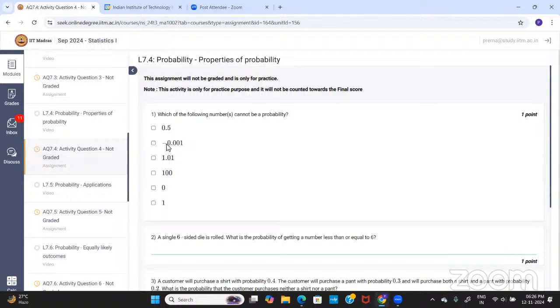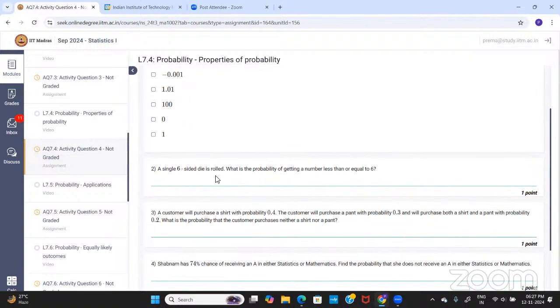Okay. So minus, we know probability cannot be negative, so this option is cancelled. 1.01 is also not possible. It should be less than or equal to 1. 100 is also not possible. 0.50 and 1 will be correct. So here we have to select which cannot be probability, so second, third, and fourth option, right? Yes, ma'am.